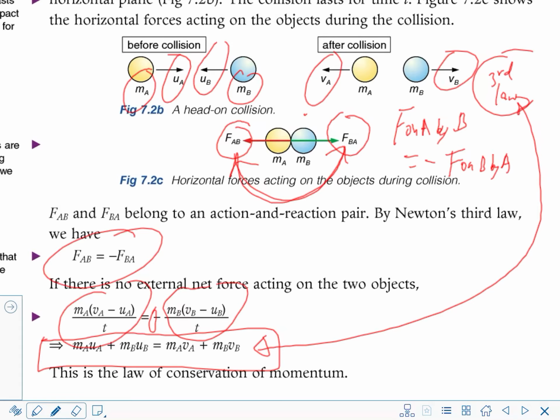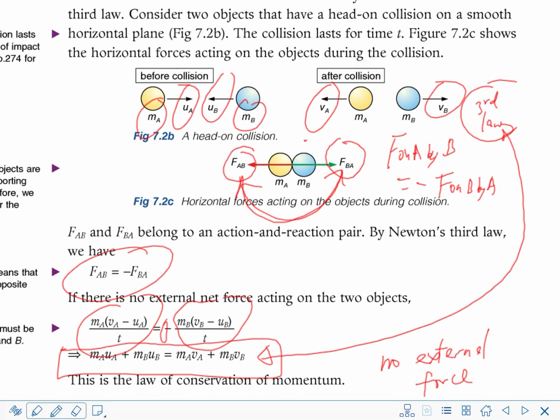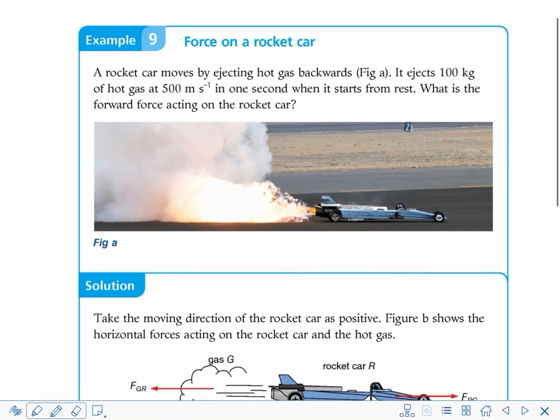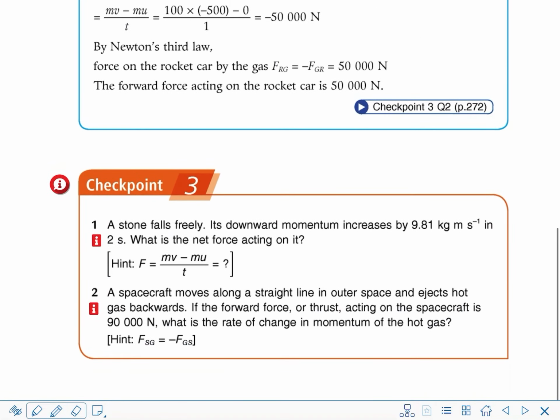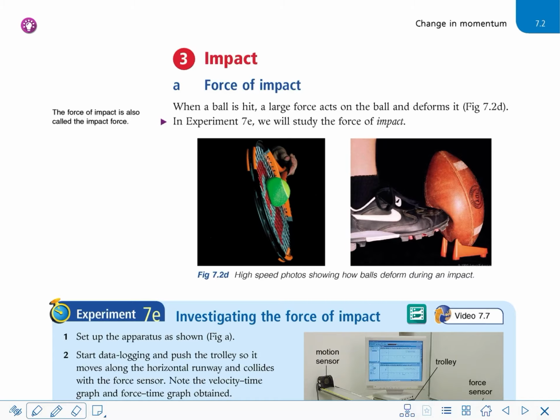But we have a criterion for using this equation. You must know there is no external force acting on the system. We just consider A and B, the force on A by B and the force on B by A. We don't think about there being an object C here, so no friction, no gravity affecting the speed. Example line. Now checkpoint 3, have a try by yourself. You will find the solution here.